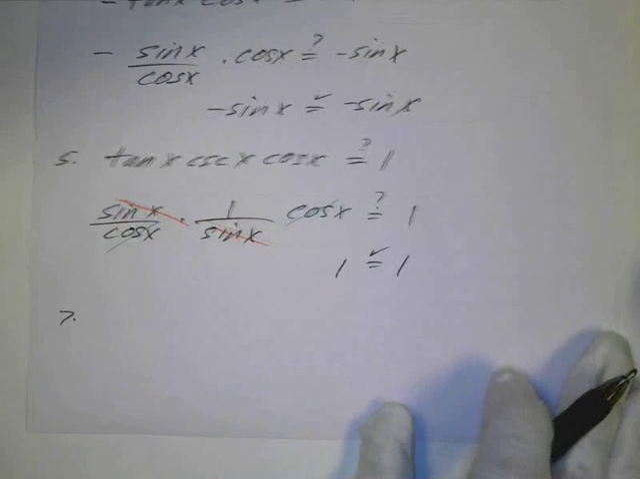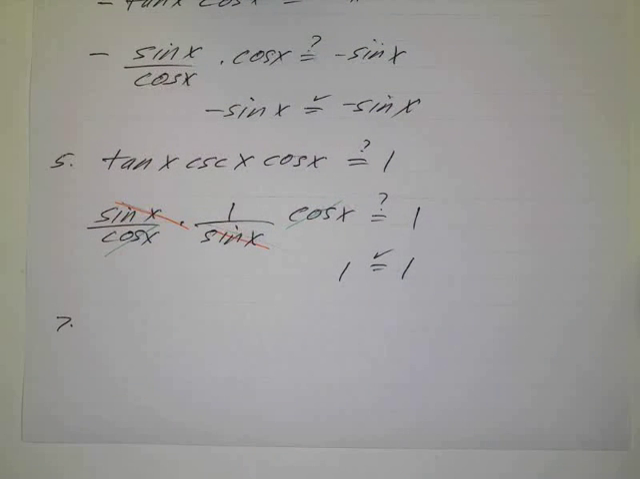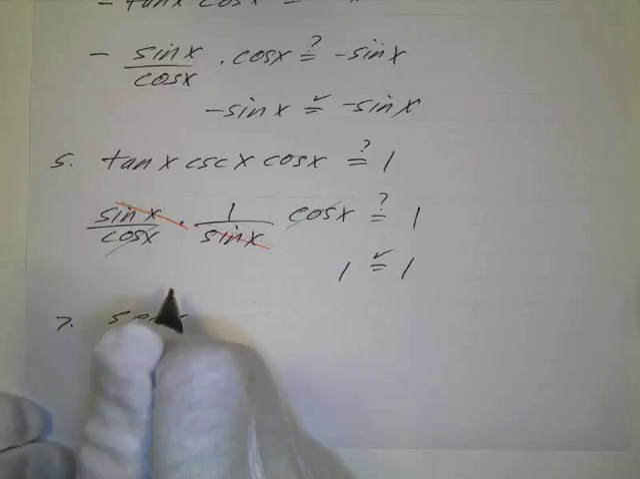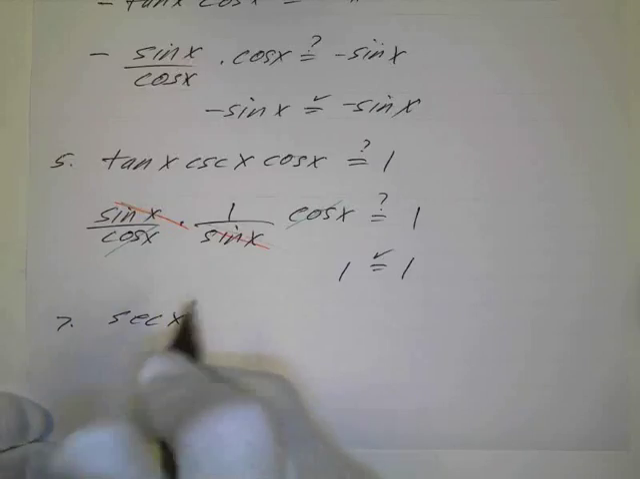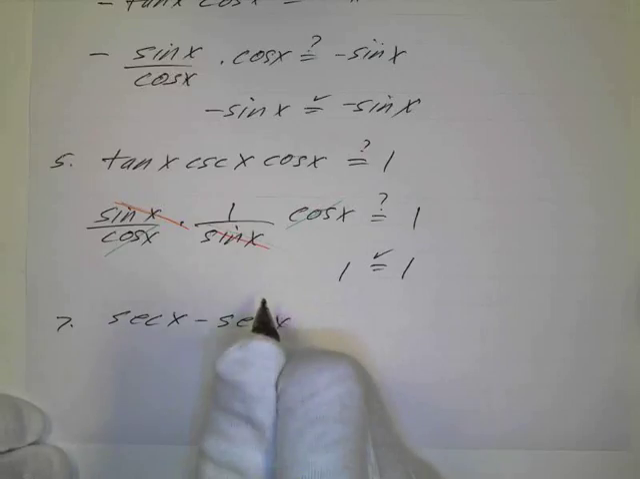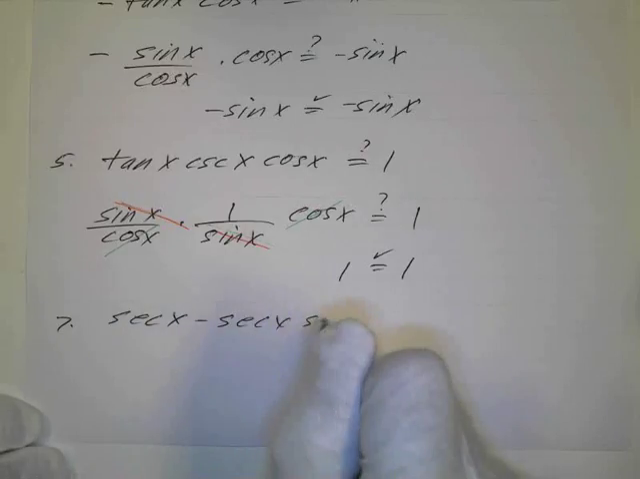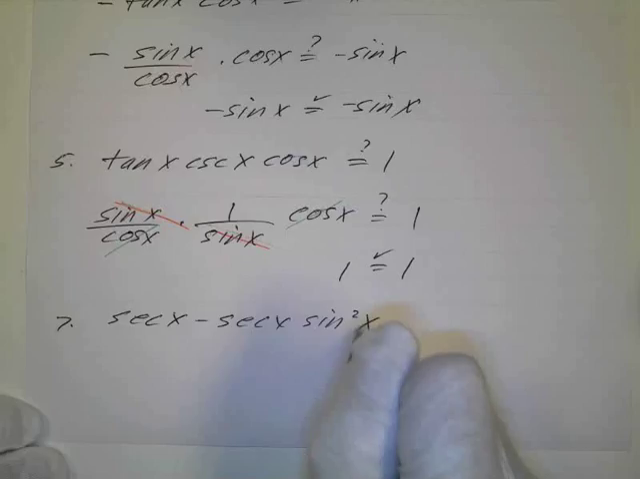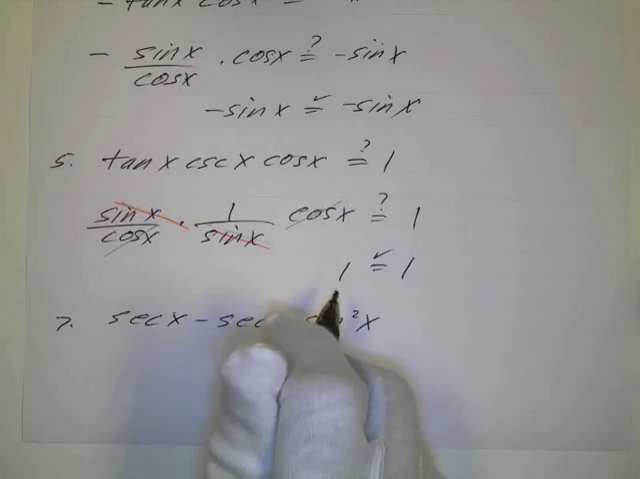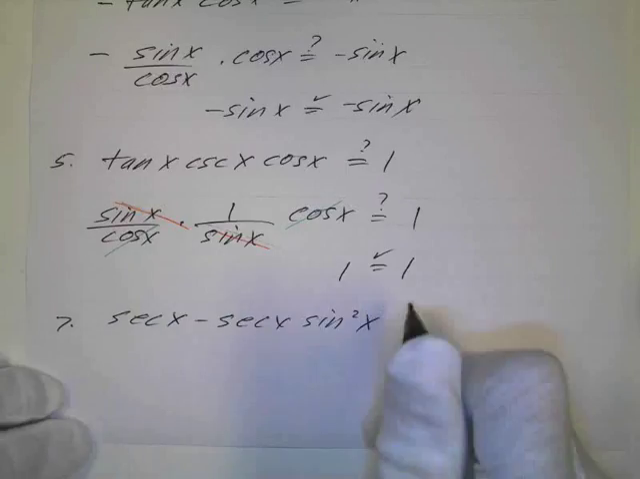See if I can fit it in here. I had to crowd these things, but I'd like to save some paper if I can. So number 7 was the secant of x, and then minus a secant and the sine squared of x. And does that equal the cosine of x?